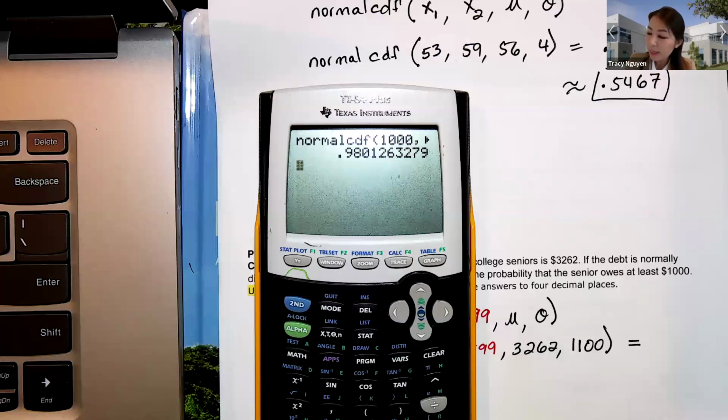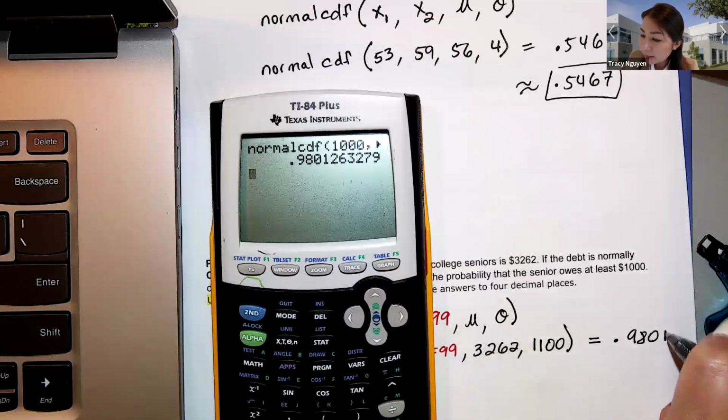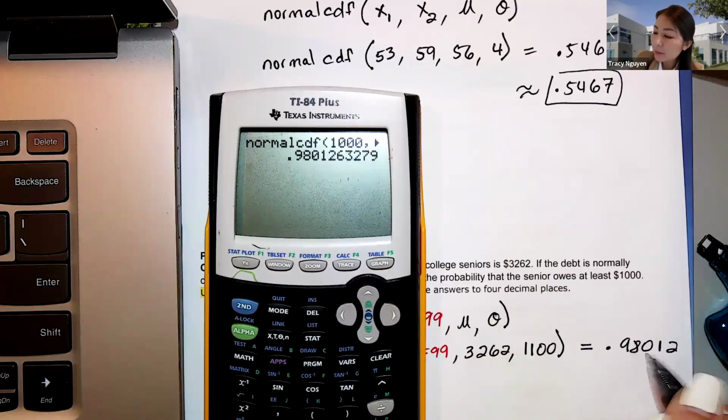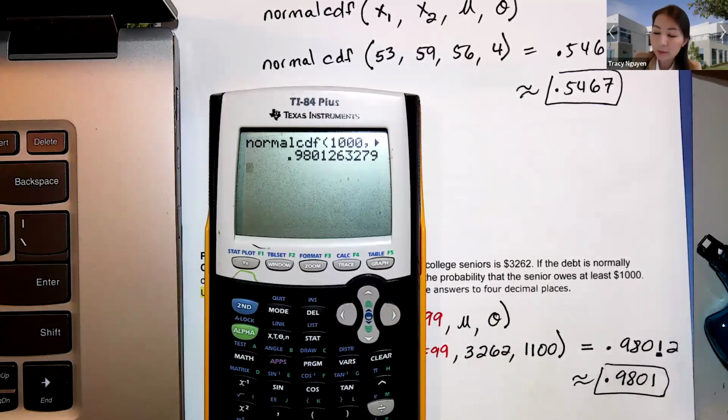This is it, okay? So we have 0.98012. So we're a teeny bit off. Earlier was 0.9803. So we underlined these digits here. We rounded to 4 decimal places and we ended up with this answer.